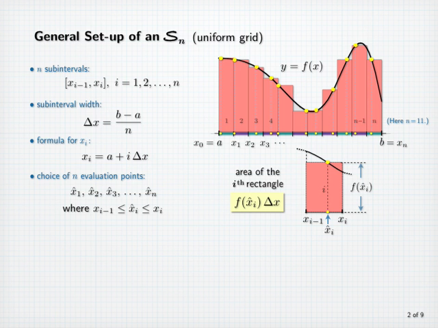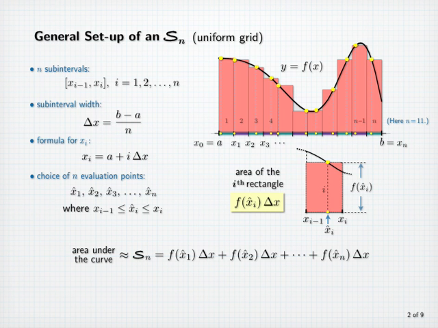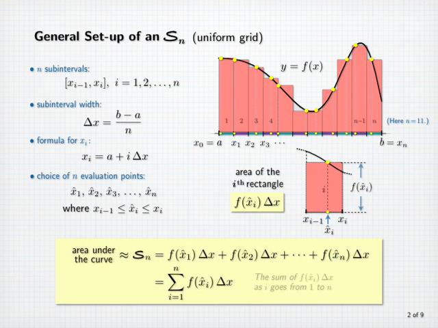And so our approximation to the area under the curve is S sub n, equal to the sum of those areas: f of x hat 1 times delta x plus f of x hat 2 times delta x, and so on. We can express this sum in a more compact fashion using summation notation. The uppercase Greek sigma here is a summation sign, and we read this as the sum of f of x hat sub i times delta x as i goes from 1 to n.